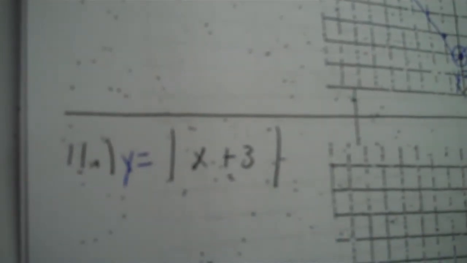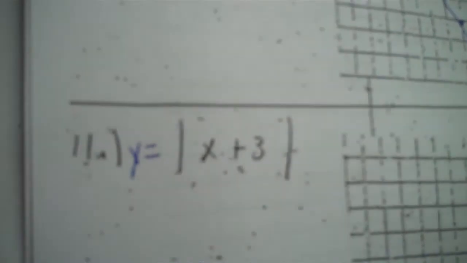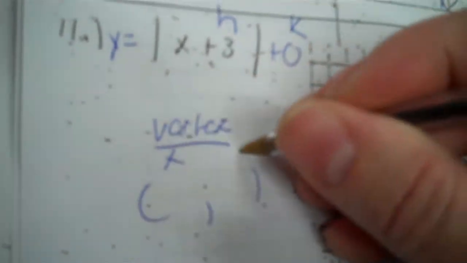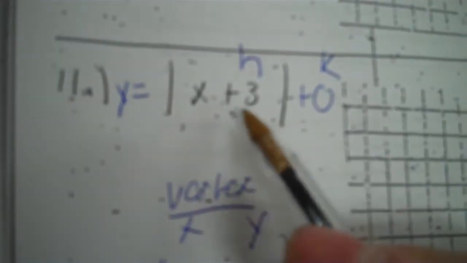Okay, number 11, I forgot the y equals right there. Okay, y equals the absolute value of x plus 3. So now we have an actual h. We don't need to put in the 0, but I don't have a k now, so I put plus 0, and that's your k. So again, the vertex. If you want to do it the quick way, you just got to remember it's opposite of h. That's what makes the absolute value 0, and then your k value. So the opposite of positive 3 is -3, and then 0.